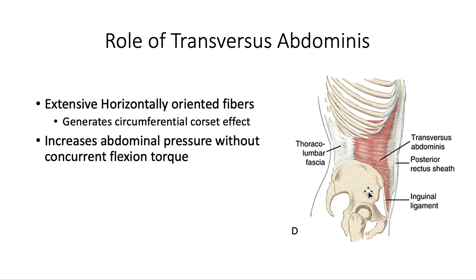These muscles have the greatest potential torque for flexion of the trunk. Therefore, they will require the extensor muscles to generate pressure on the spinal column. Transversus abdominis doesn't require that. Transversus abdominis increases abdominal pressure without concurrent flexion torque and therefore avoids excessive activation of lumbar spine extensors.